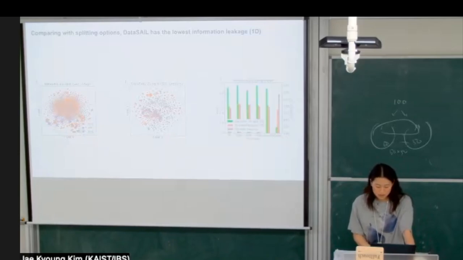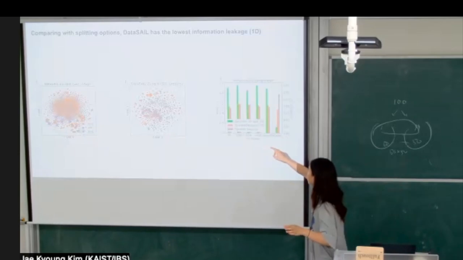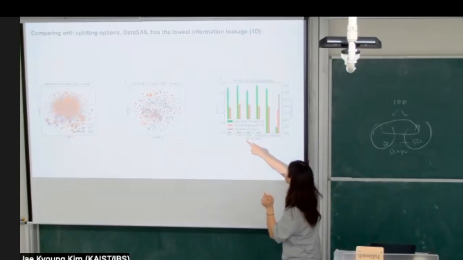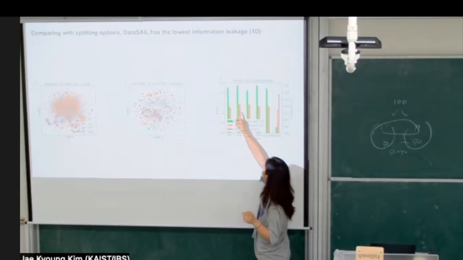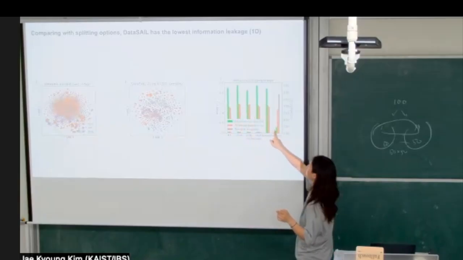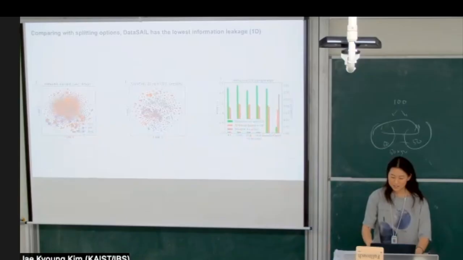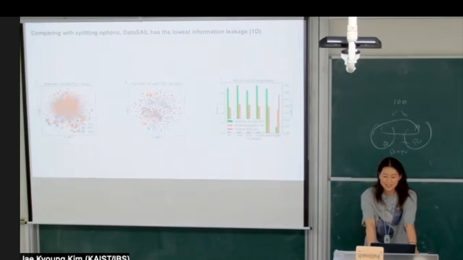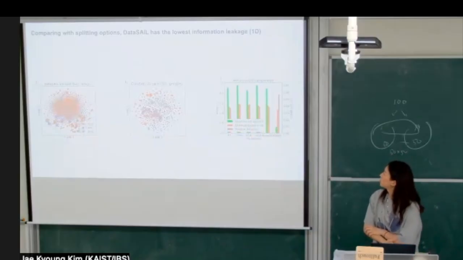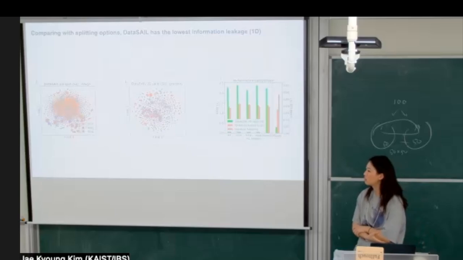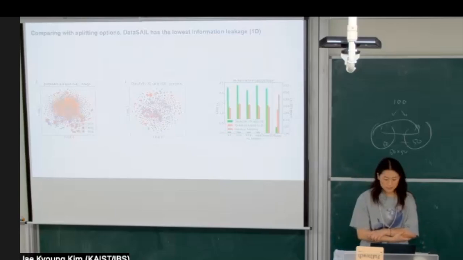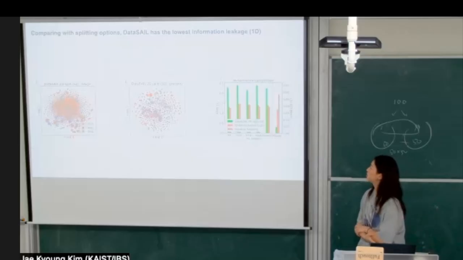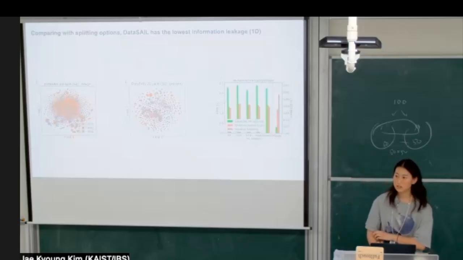Again, they calculated the RMSE, the error, and we can see that this DataSAIL error is the highest, and the leakage is the lowest. So in this case, the RMSE error is largest. But it's a difficult problem.